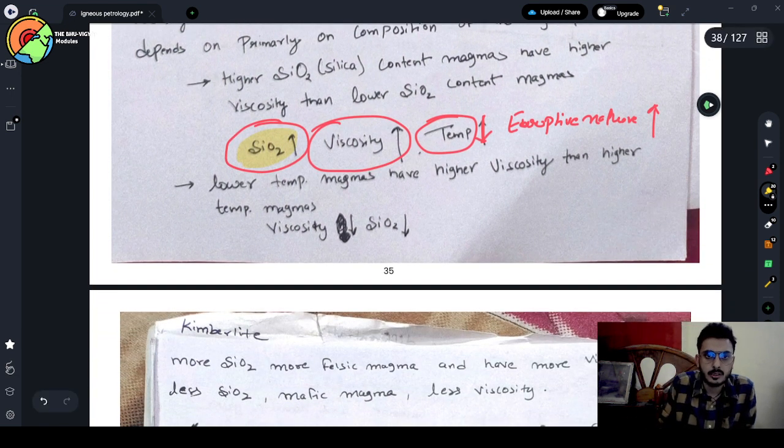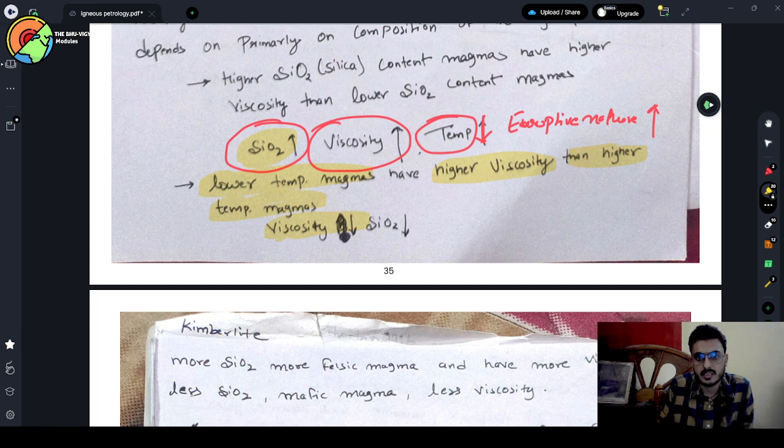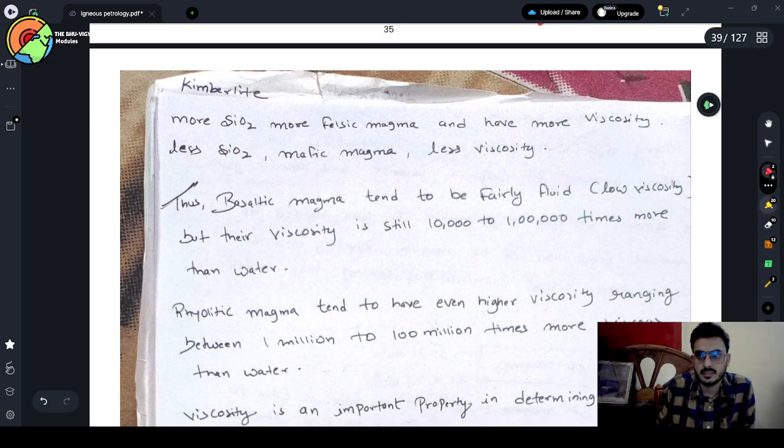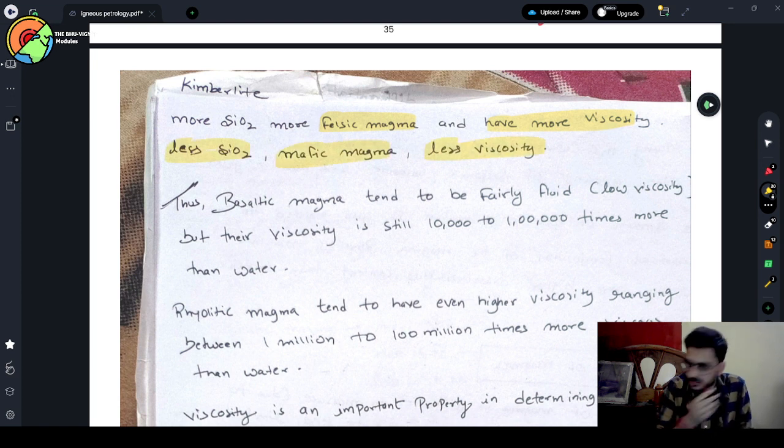Now if we see, the lower temperature magmas have higher viscosity, like our rhyolitic magma, than the higher temperature magma. So as the viscosity is decreasing, SiO2 percentage is also decreasing, like we have seen in case of basaltic magmas. Now if we see further, more SiO2, more felsic magma and more viscosity; less SiO2, mafic magma, less viscosity. So this we have already seen in detail.